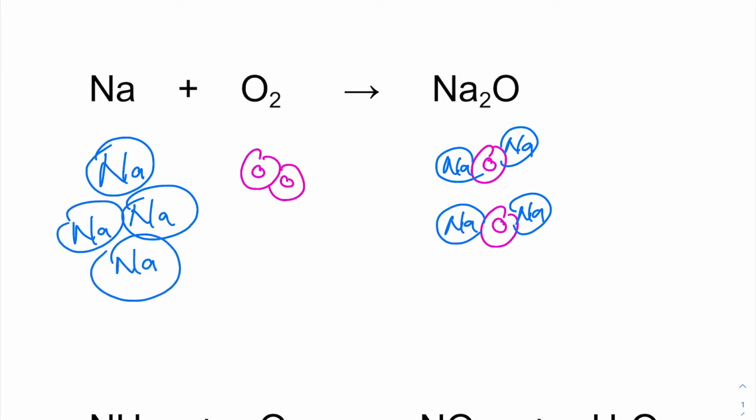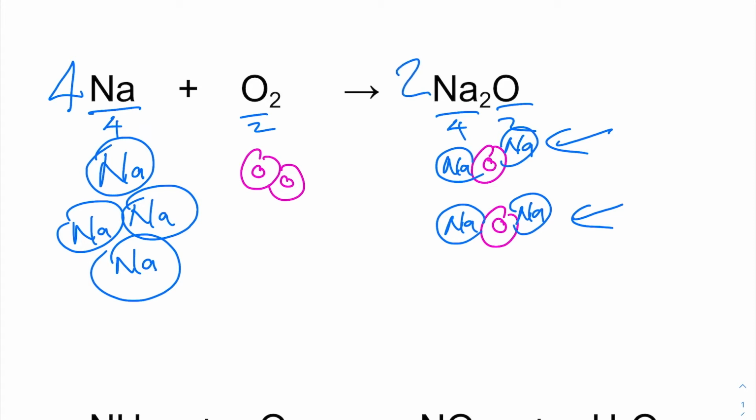So now we can just literally count the atoms. On the left hand side I've got 4 sodiums. On the right hand side I've got 4 sodiums. On the left hand side I've got 2 oxygen atoms, and on the right hand side I've got my 2 oxygen atoms. So that equation is balanced. All we need to do now is write in the coefficients. It will be a 4 in front of Na and nothing in front of O2, which implies a 1, and a 2 in front of Na2O, and that equation is balanced.